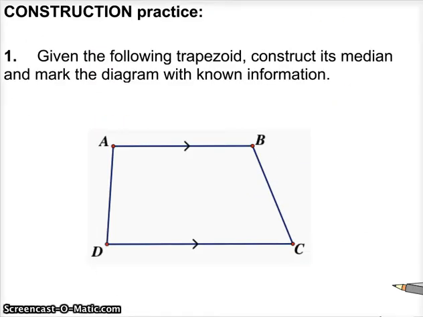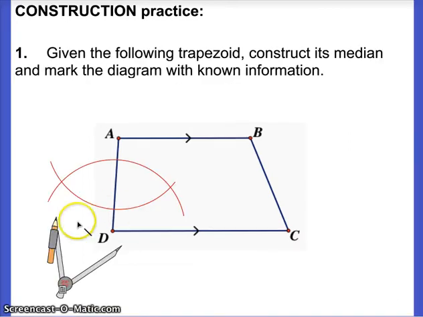All right, just a couple left here, but I'm about to run out of time again. Construct the median and mark the diagram with known information. All right, so I need a midpoint here, midpoint here. Let me do those two midpoints. You should know how to do that. I'm going to do that by footballs. So I just made the compass bigger than half. I stabbed at D, made an arc, stabbed at A, made an arc, and then I connect these two ends of the football, and I just found the midpoint of AD.